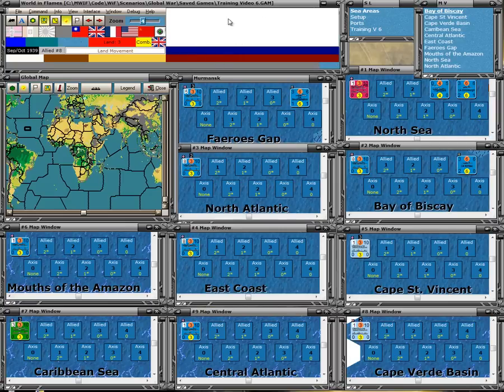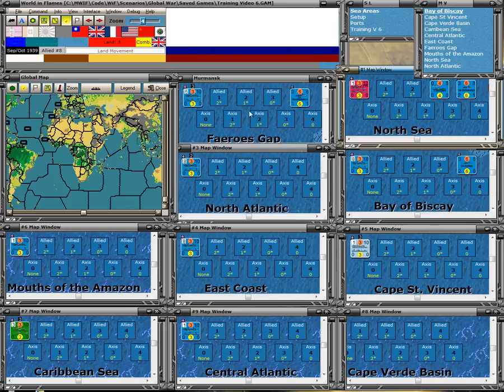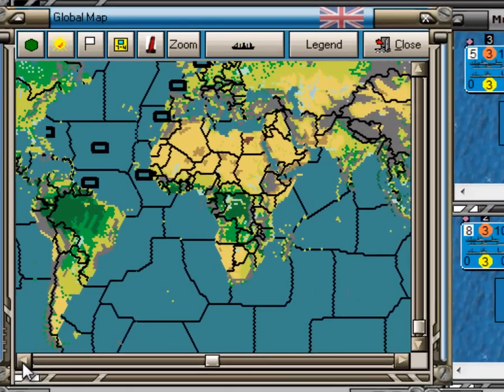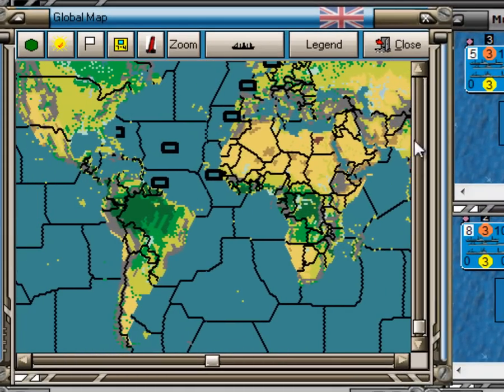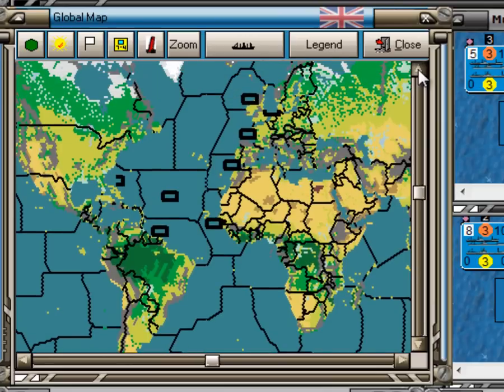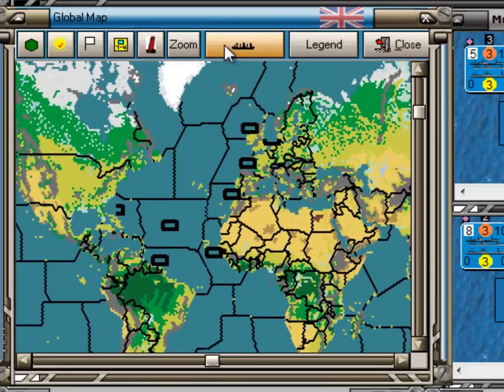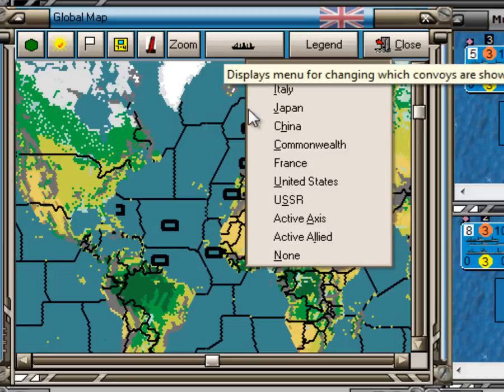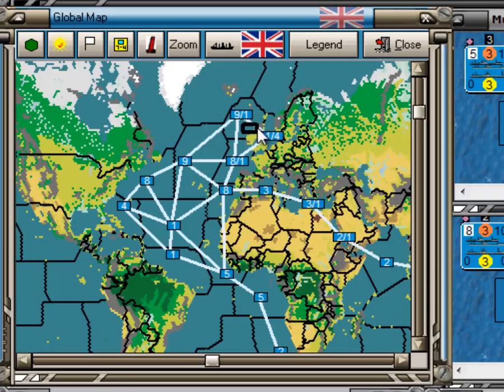What we have is the main form, screen layouts and map views across the top. We have a global map in the upper left corner here, and then we have 10 detailed maps. The detailed maps correspond to the Atlantic. So I'll scroll the global map a little bit here to get it centered. And what I'll do is I'll turn on the convoys for the Commonwealth to show where all the convoys are.